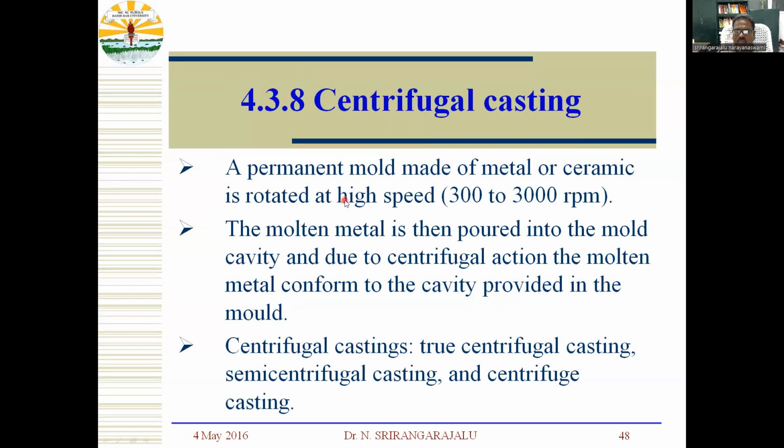This is centrifugal casting. A permanent mold made up of metal or ceramic is rotated at a high speed of 300 to 3000 RPM. The molten metal is then poured into the mold cavity, and due to centrifugal action the molten metal conforms to the cavity provided in the mold. There are three types of centrifugal casting: true centrifugal casting, semi-centrifugal casting, and centrifuge casting.